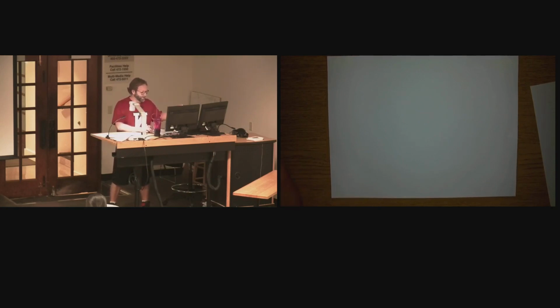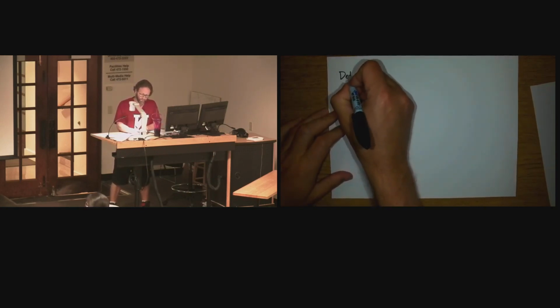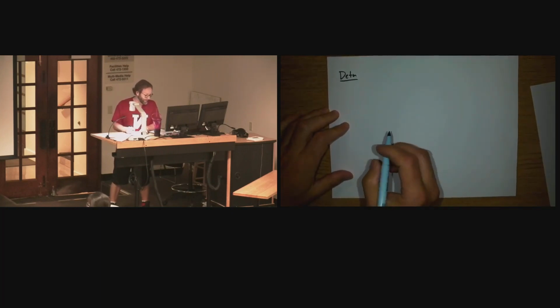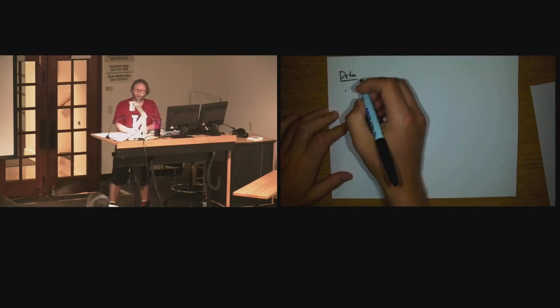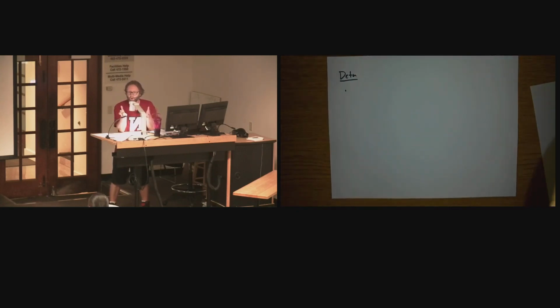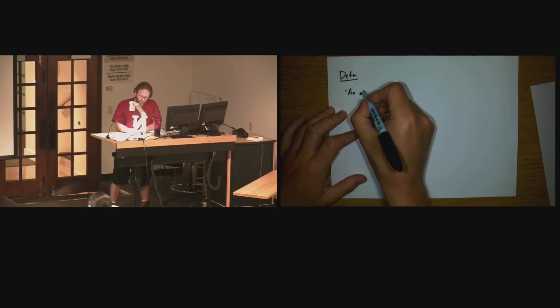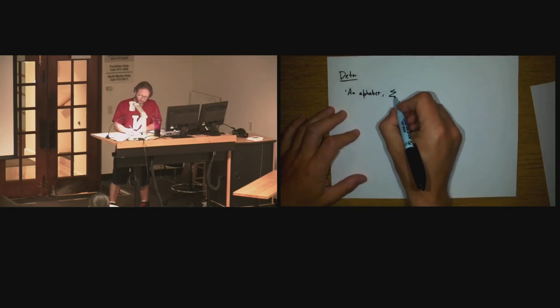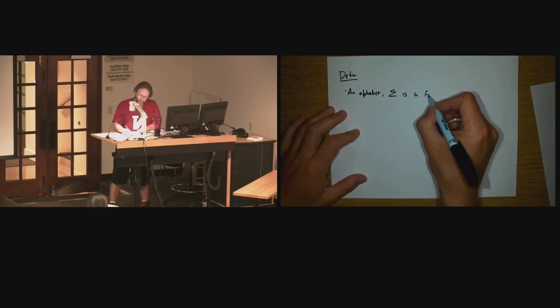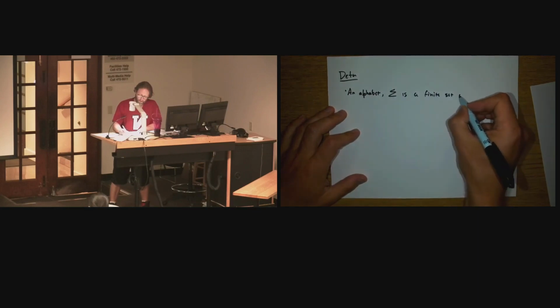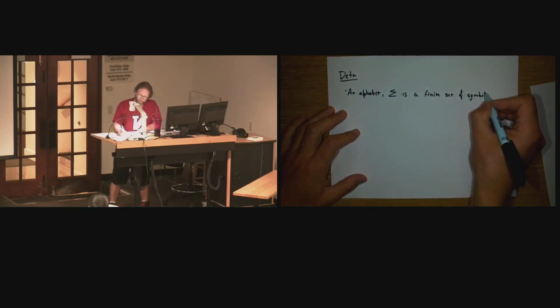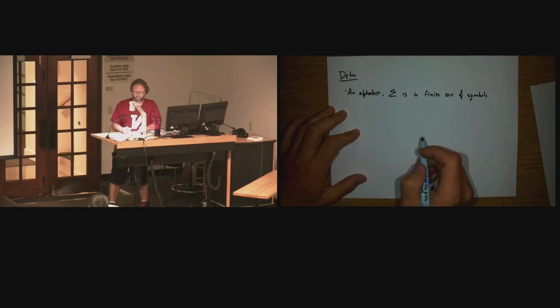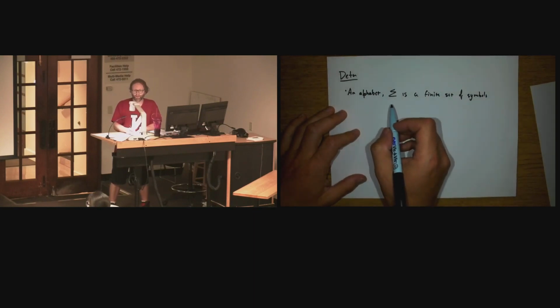So, a language definition, or definitions, I guess. An alphabet. In order to have a language, you need words, and in order to have words, you need letters. So an alphabet, and we usually use sigma to denote this, is a finite set of symbols. The English alphabet is, of course, of size 26. There are 26 letters. Other languages have thousands.